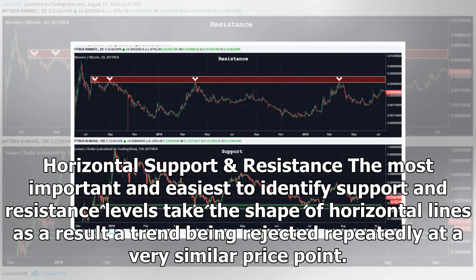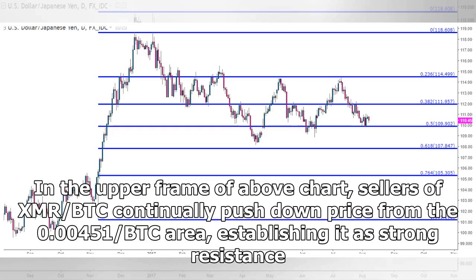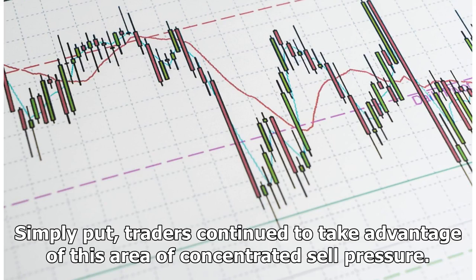Horizontal support. Horizontal support or resistance lines can be created by simply connecting the dots between trend peaks or valleys, as seen in the chart below. In the upper frame of the above chart, sellers of XMR/BTC continually push down price from the 0.00451 BTC area, establishing it as strong resistance. Simply put, traders continued to take advantage of this area of concentrated sell pressure.